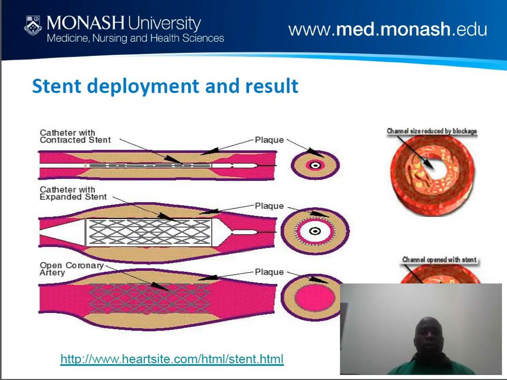Okay, now just to explain the stent deployment and results. Basically, as you can see in the first drawing on the left, the stent is inserted in the region of the artery where the plaque is. So we have the catheter with a contracted stent, followed in the middle by the catheter with the expanded stent. After that, we have an open coronary artery. Basically, the balloon is removed, leaving the artery open.